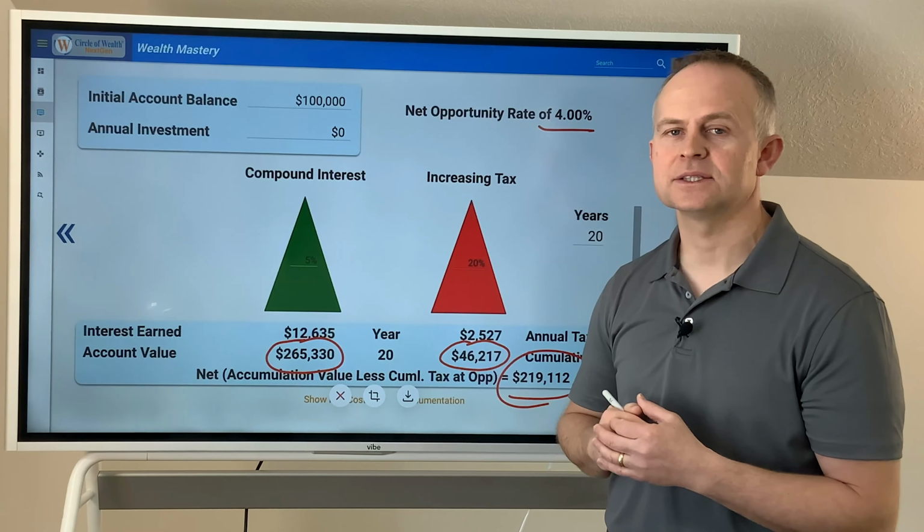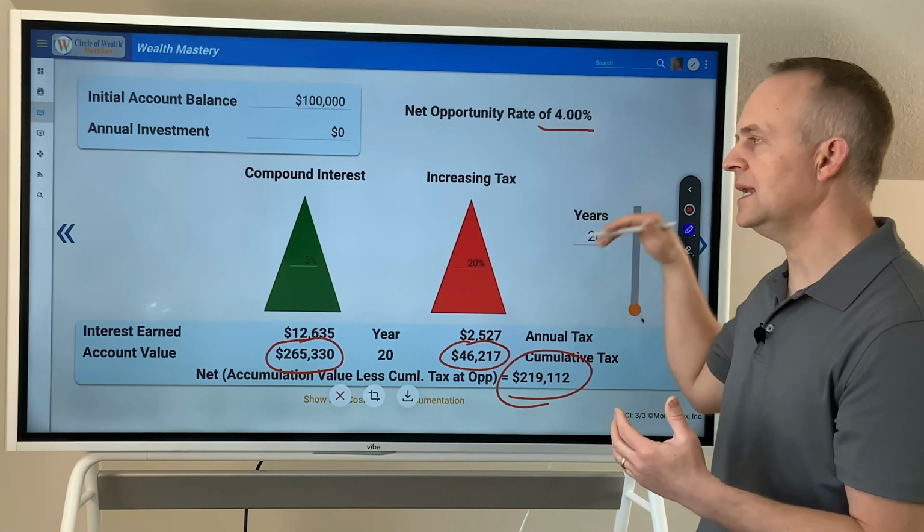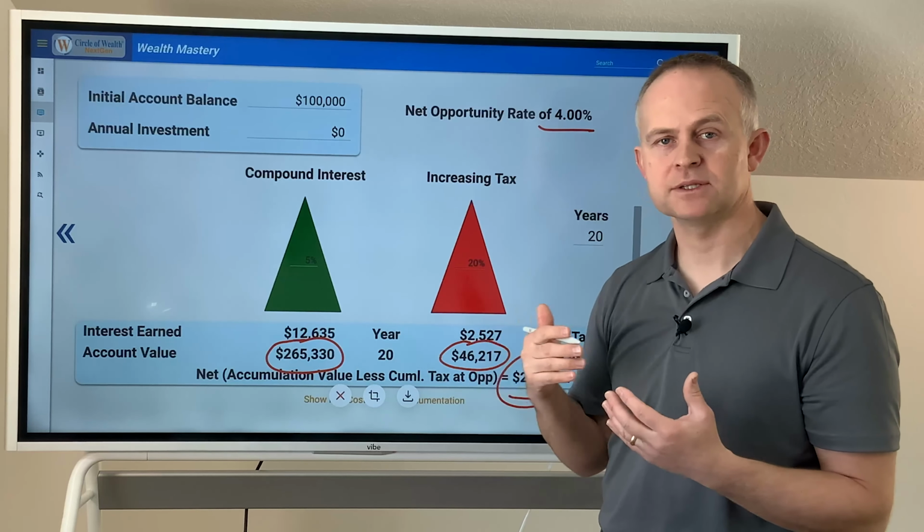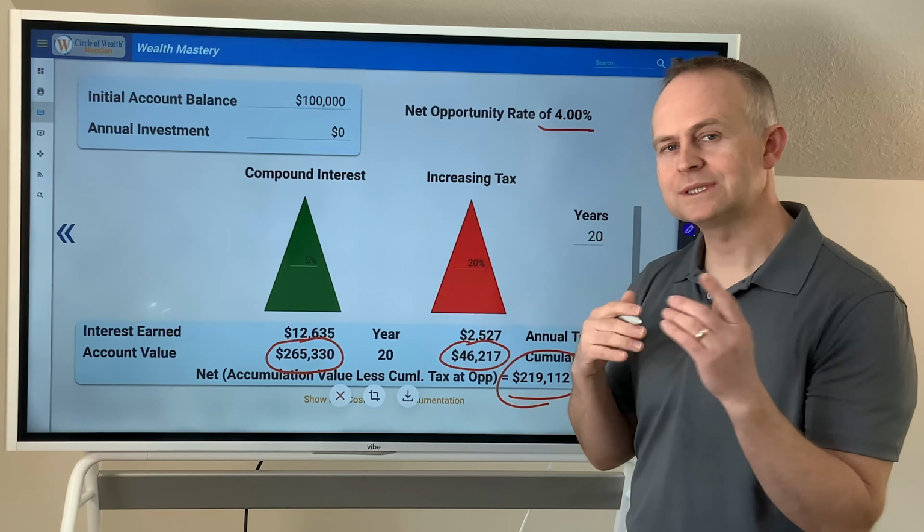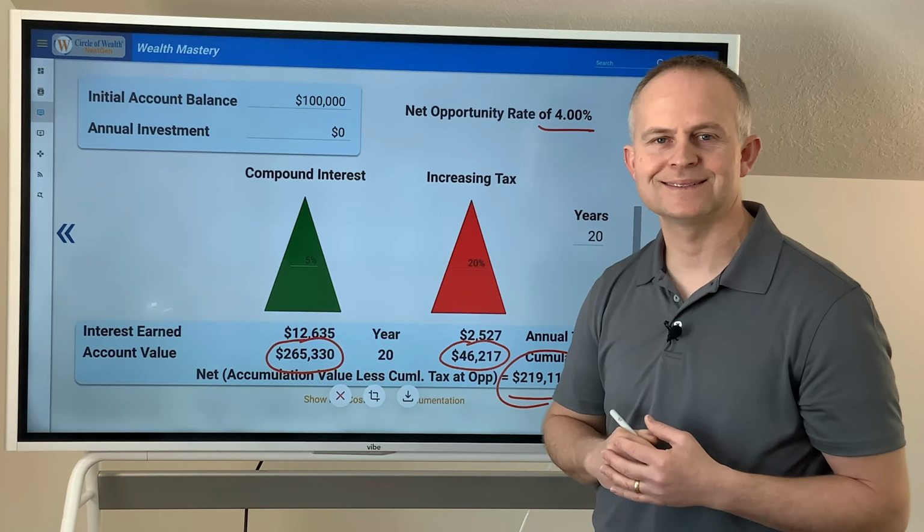unnecessarily in most cases. So you just need to know how to grow your money in a tax-free environment, all right, or in a tax-deferred environment. And we'll talk about all those different options in these upcoming lessons.